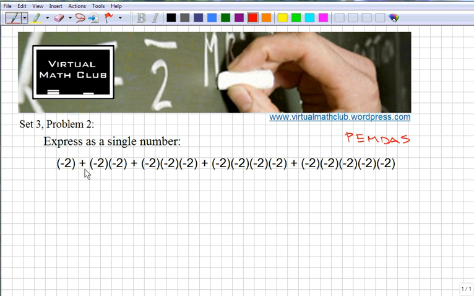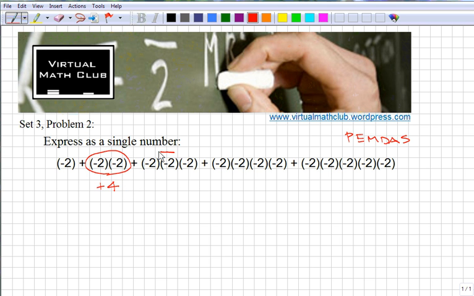So the next thing we need to do is multiplication and division. I see a lot of multiplication. I see negative 2 times negative 2, and negative 2 times negative 2 times negative 2. Here we have negative 2 multiplied by itself 4 times, and here we have negative 2 multiplied by itself 5 times. So let's start with the multiplication. Let me draw a circle around this. Negative 2 times negative 2 is going to give you a positive 4, because negative times negative is a positive.